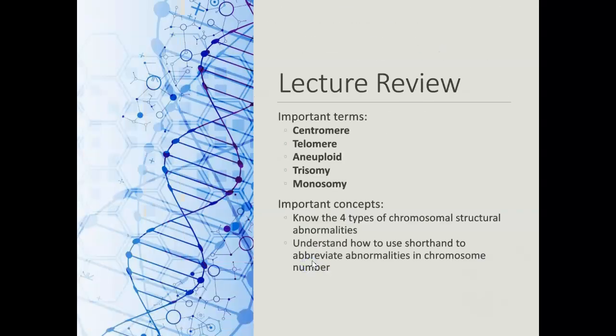All right, so that sort of finishes up things for this particular topic. We talked about the different anatomical features of chromosomes. We talked about aneuploid conditions, including trisomies and monosomies. So you should know chromosomal structural abnormalities, and you should also know how to use shorthand to abbreviate those abnormalities.